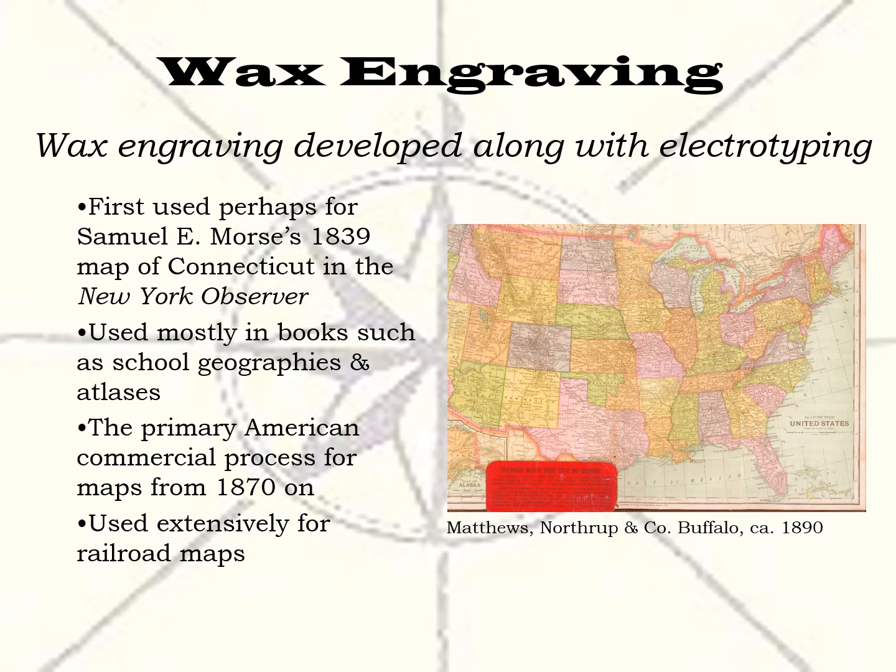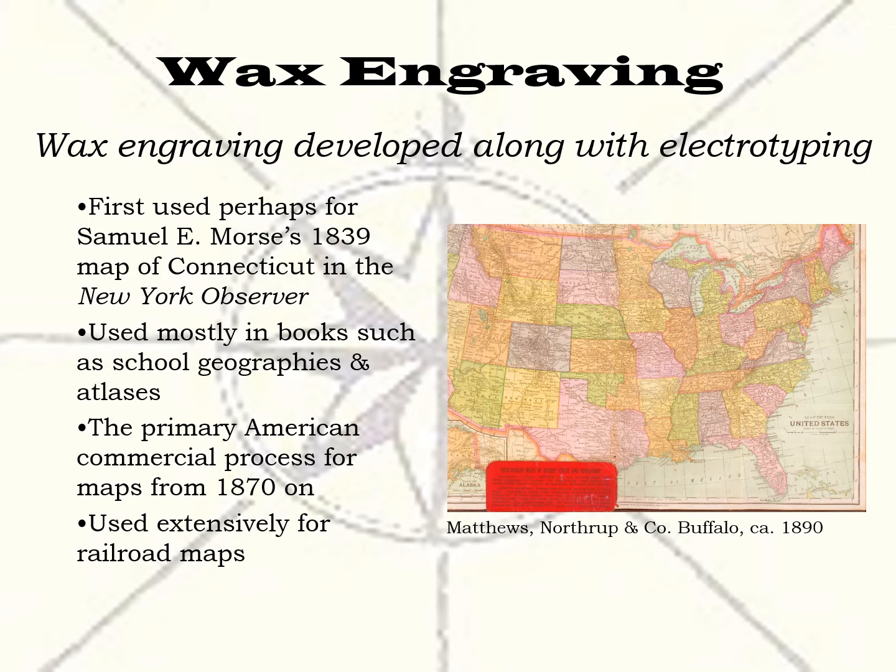Wax engraving was developed in 1839 along with electrotyping. The first use of it was perhaps Samuel E. Morse for his 1839 map of Connecticut in the New York Observer. Morse then later used the process for his serigraphic atlas of 1842. Initially, wax engraving was used mostly for books, such as atlases and school geographies.